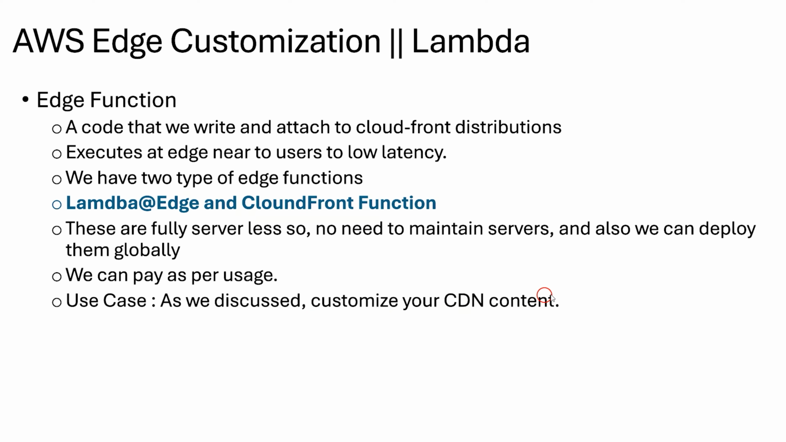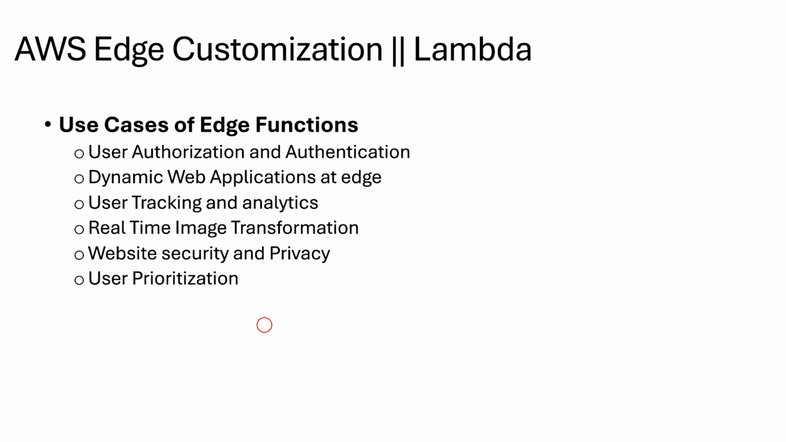So whatever content you are delivering to your clients, you can customize based on your edge. You can add similar customization for all the edge locations. So you can do all this customization stuff by using edge functions. And you have two types of edge functions, that is Lambda@Edge and CloudFront Functions. So now we will see some use cases of these edge functions.